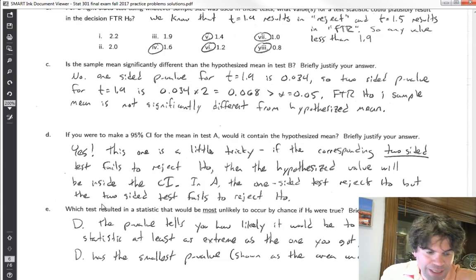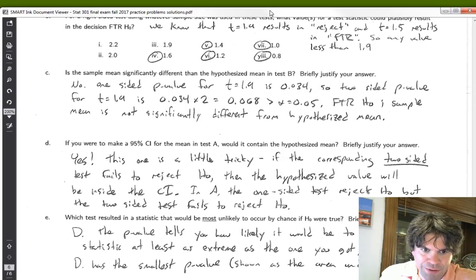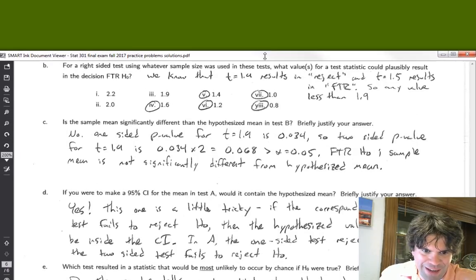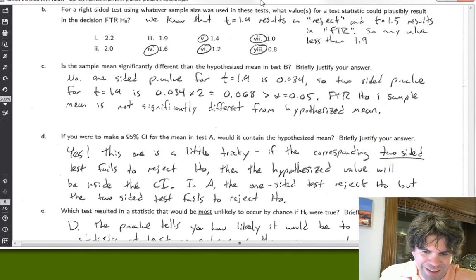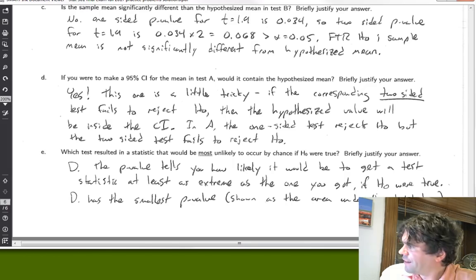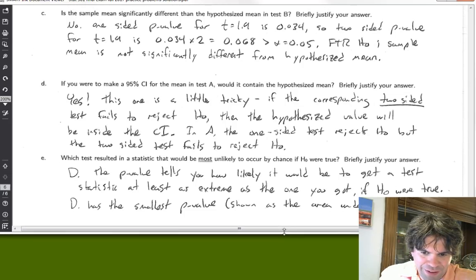Okay, and then the last one says, oh, you can't read this because of how my screen's set up and I can't scroll down anymore, so let me see if I can move this up. Almost.